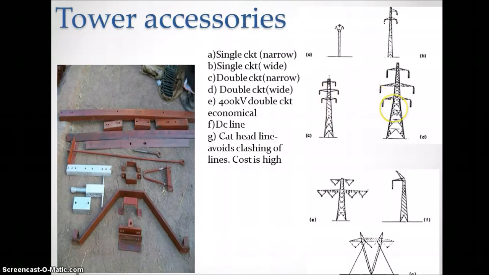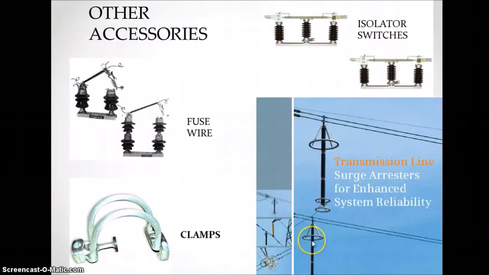And this is double circuit wide, this is a 400 kilovolt economical case, and this is a DC transmission line, so that you can see only 2 conductors are required. And this tower seems like a cat head, and hence it is known as cat head line, to avoid the clashing of 6 conductors, but the cost will be high.